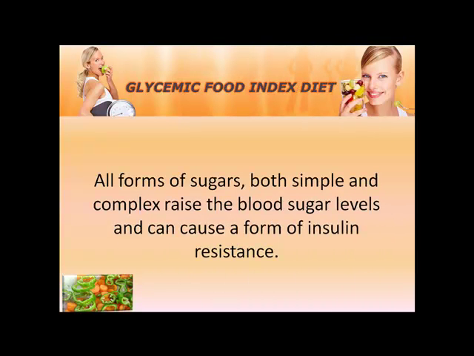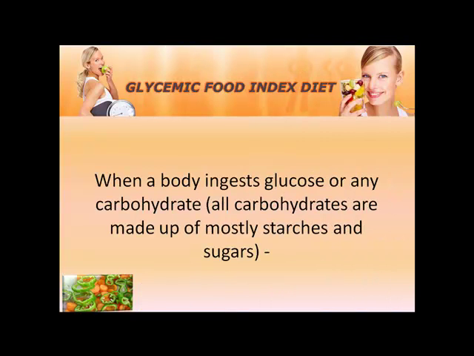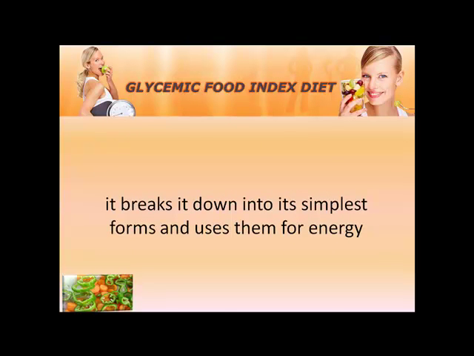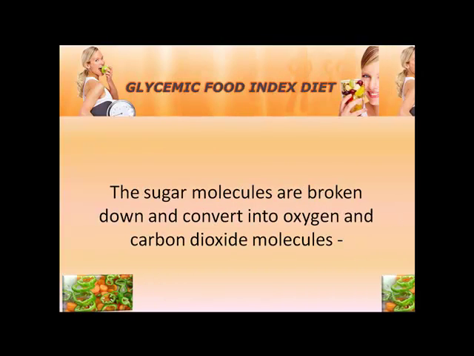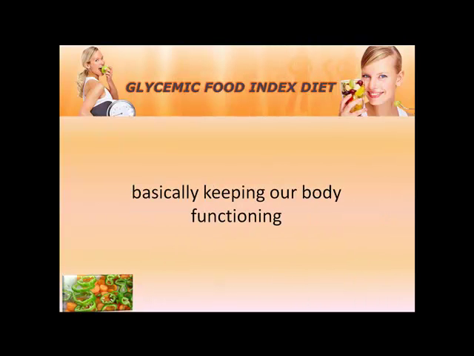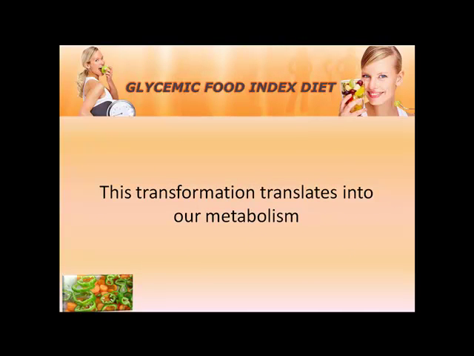All forms of sugar, both simple and complex, raise the blood sugar levels and can cause a form of insulin resistance. When a body ingests glucose or any carbohydrate, all carbohydrates are made up mostly of starches and sugars, it breaks it down into its simplest forms and uses them for energy. Most of the body's energy is produced from carbohydrates. The sugar molecules are broken down and convert into oxygen and carbon dioxide molecules, basically keeping our body functioning. This transformation translates into metabolism.